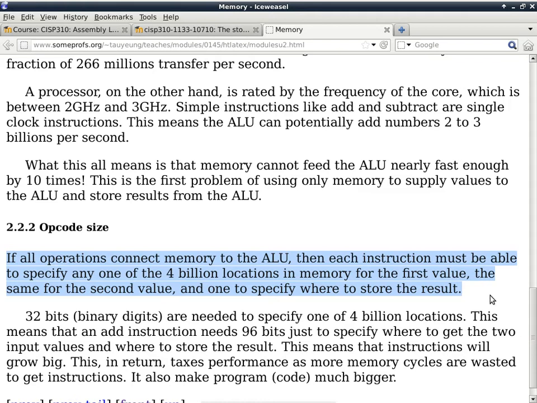So just to specify the 3 operands, you're using 96 bits already. This is not even to count the opcode itself. We haven't even talked about how you specify the instruction itself: add, subtract, compare, and so on and so forth. You're chewing up 96 bits just to specify where to get the first number, where to get the second number, where to store the number. Okay, making the instructions that wide, would that help?